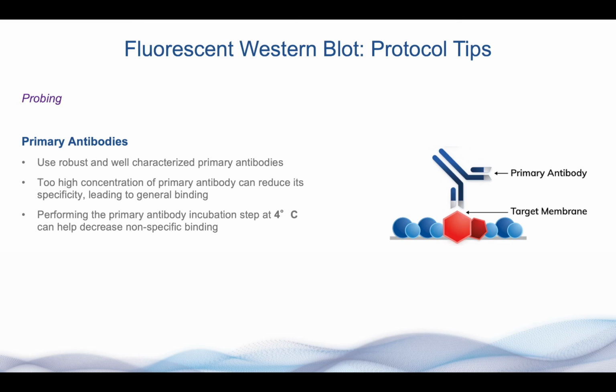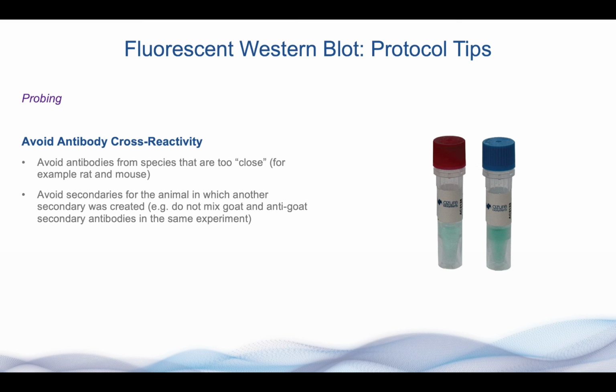While there are a lot of resources about primary antibodies, I would just mention that you should use a well-characterized antibody. Don't use too high a concentration of primary antibody. And if needed, use 4 degrees and incubate overnight to reduce non-specific binding. With the secondary antibodies, avoid any cross-reactivity. Avoid antibodies that are too close, like anti-rat and anti-mouse, or avoid secondaries raised in the animal in which another one was created. So do not ever mix goat and anti-goat antibodies, because that would give you non-specific binding.